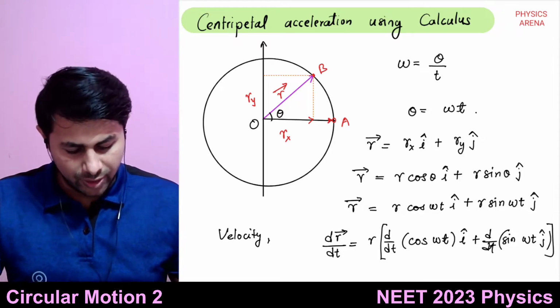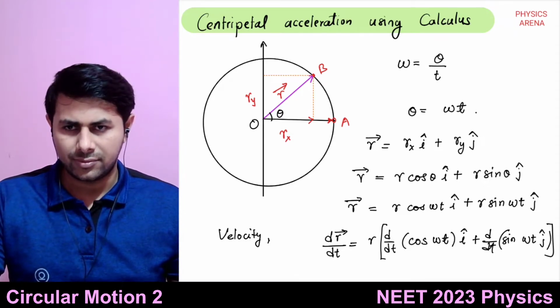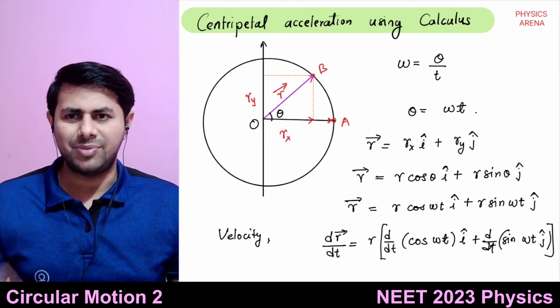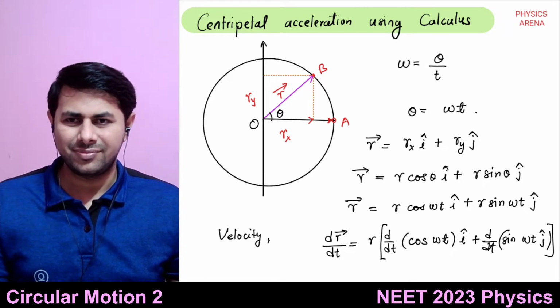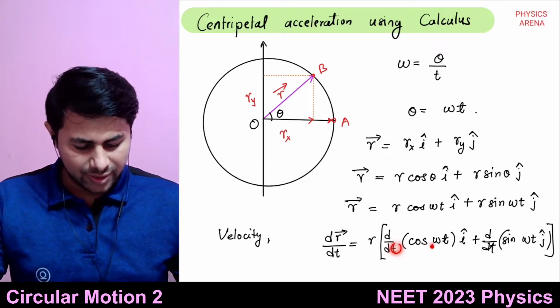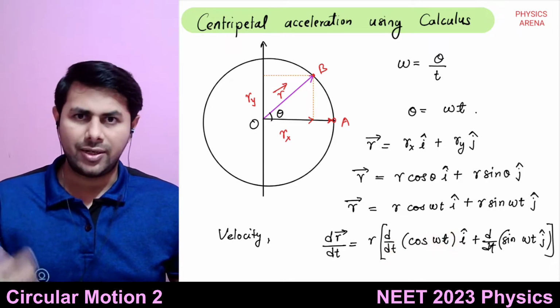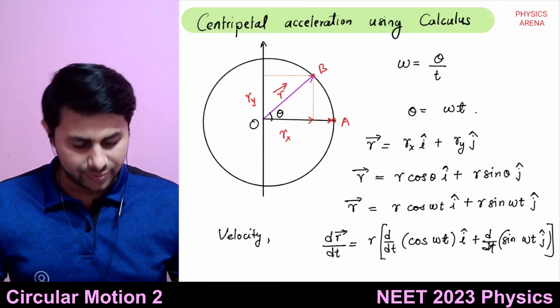What is the derivative of cos omega t with respect to t? Minus sin of omega t. Minus sin omega t multiplied by omega. Right, I am taking derivative with respect to t. So here you have omega t, not t. So you will have one omega in multiplication, using the chain rule.